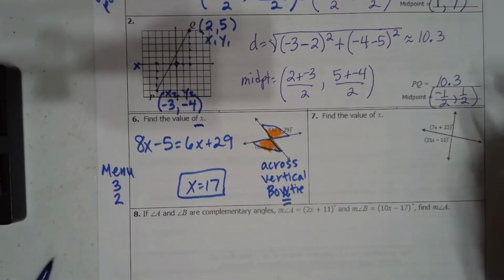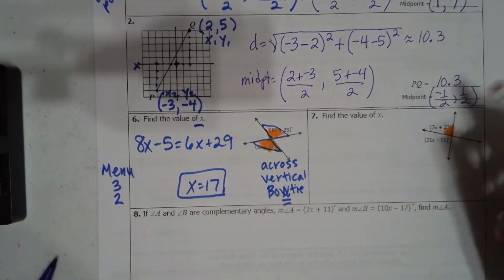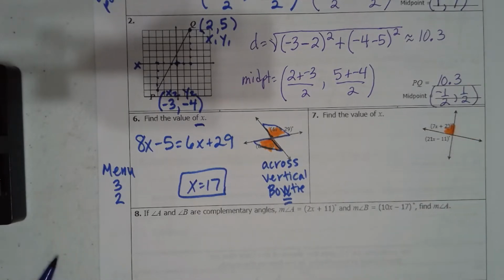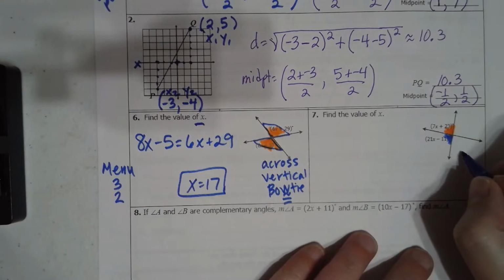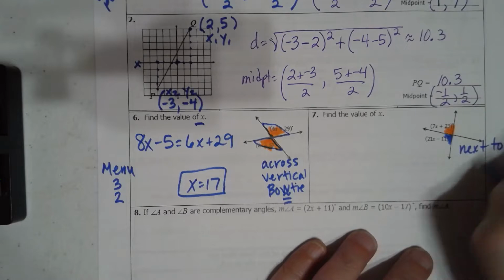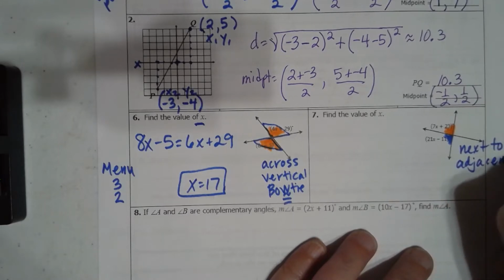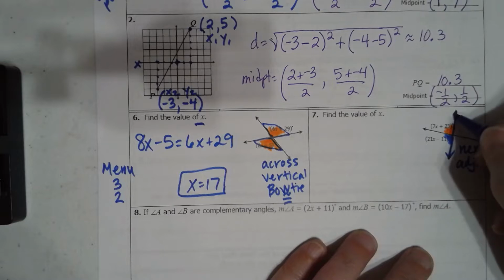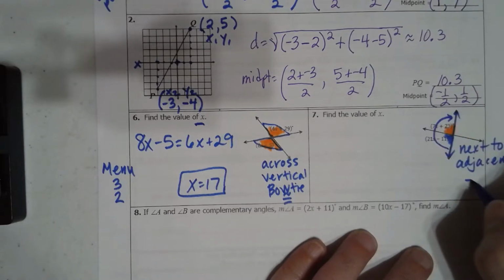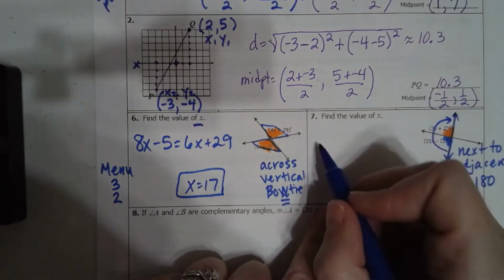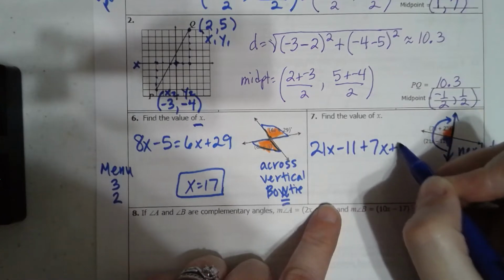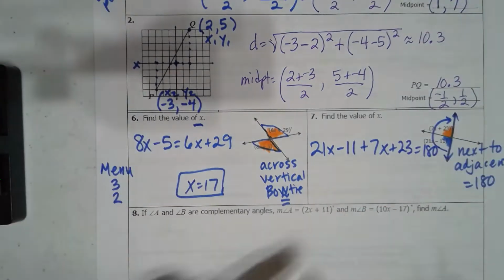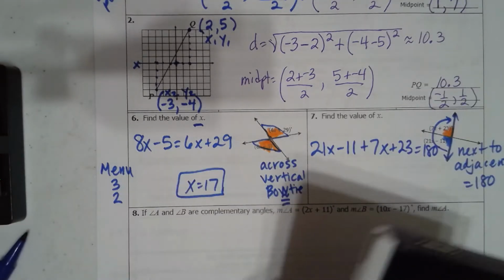Okay. So here on number 7, we've got these two angles. They are right beside each other. When they are right beside each other, do they have to be the same? Please say no. That is not a rule that we have learned anywhere. When they are beside each other or next to each other, we call them adjacent. These two together are going to make this straight line, and a straight line equals 180 degrees. So we're going to add the two things together, 21x minus 11 plus 7x plus 23, and together those have to add up to 180.